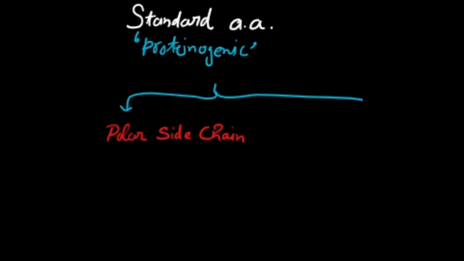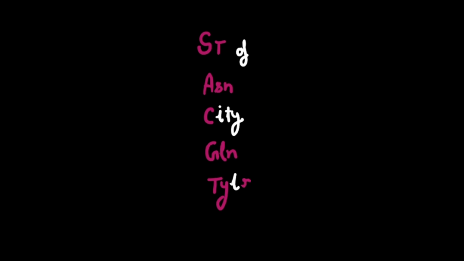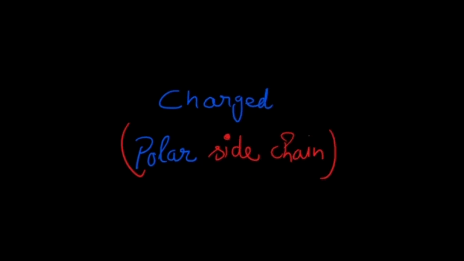Next, the amino acids that contain polar side chain. They are classified as charged polar side chains or uncharged polar side chains. Get ready for the next mnemonic. For uncharged polar side chain containing amino acids, this goes like: Saint of ASN City, Glenn Tyler. And similarly, for charged polar side chain containing amino acids, which may be positively charged or negatively charged, the mnemonic goes like: HAL mates.